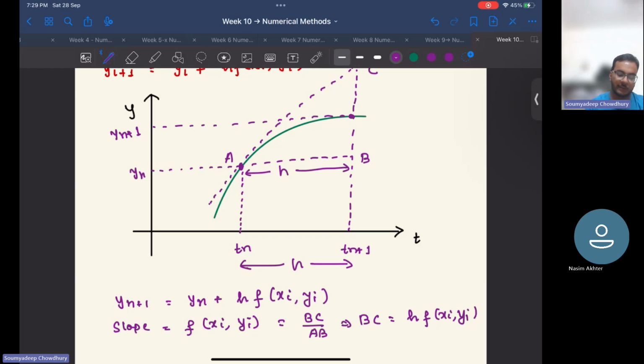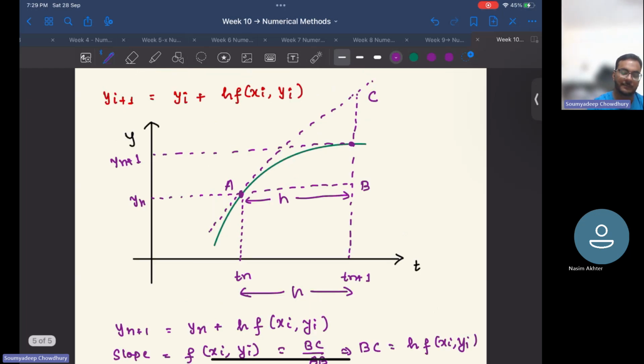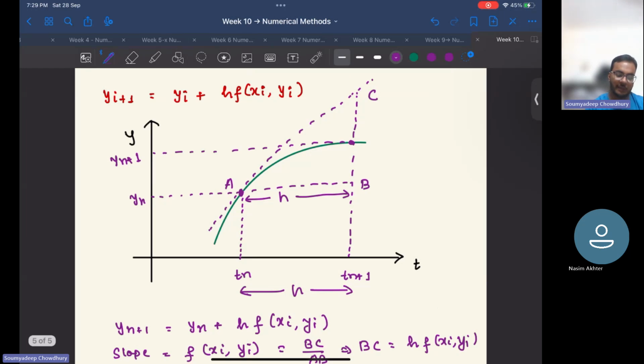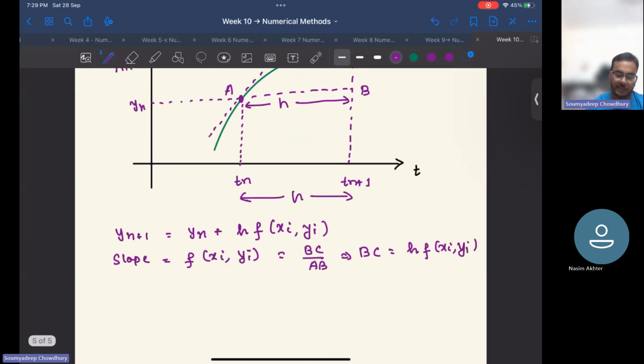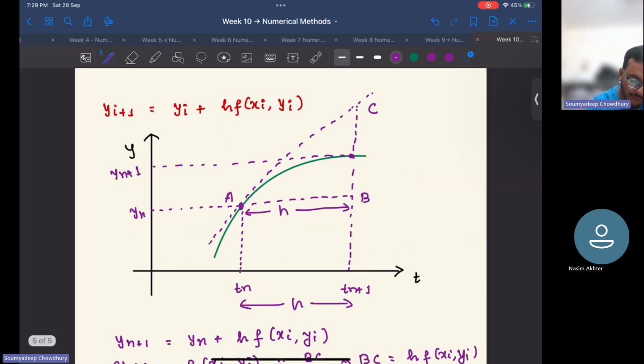Slope is given by f of xi yi, and slope is in this triangle. If we see ABC, it is BC by AB, right? So BC is equal to AB into the slope. So it is h into f of xi yi. So this much is h into f of xi yi.